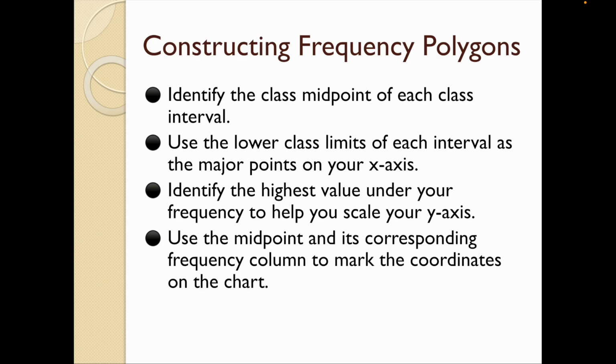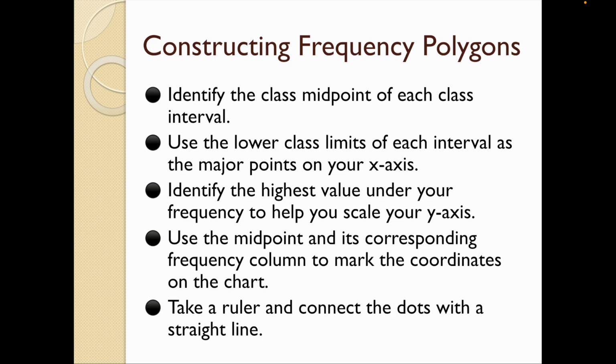And then we're going to use the midpoint and the corresponding frequency column values to determine the coordinates or the points that we're going to use to connect the frequency polygon. So the frequency polygon is going to look something similar to a line graph, but it's going to be connecting from the midpoints. So once we're done with that, we're going to connect the dots. And we don't do this freehand. We use a ruler to do this one.